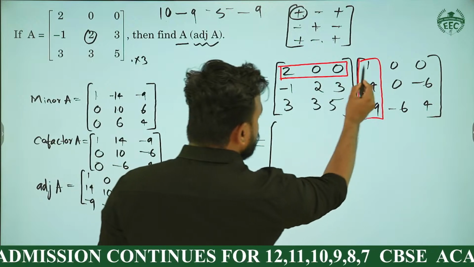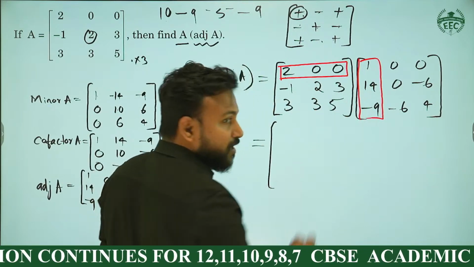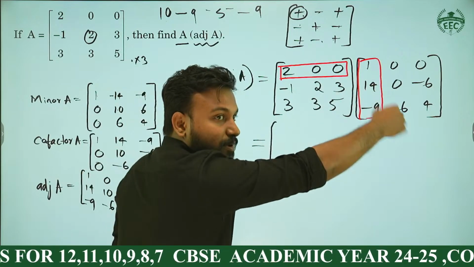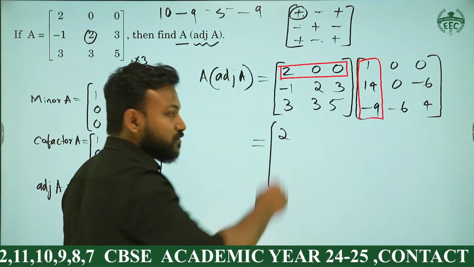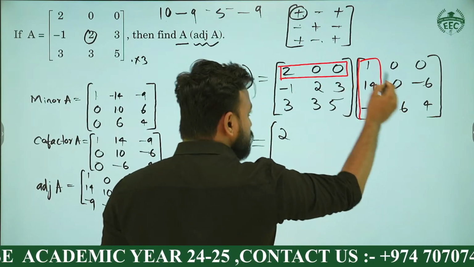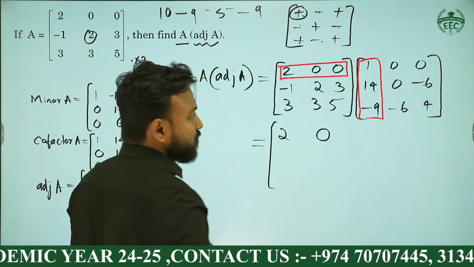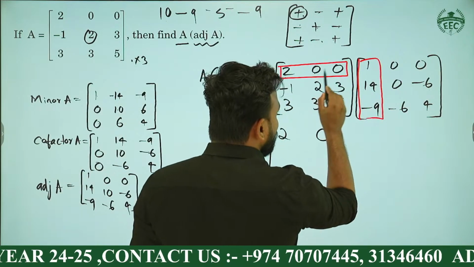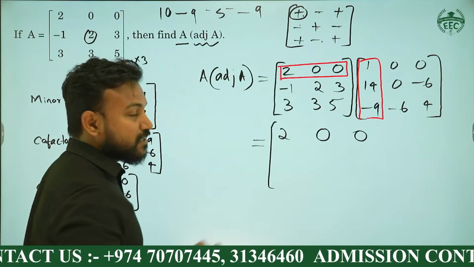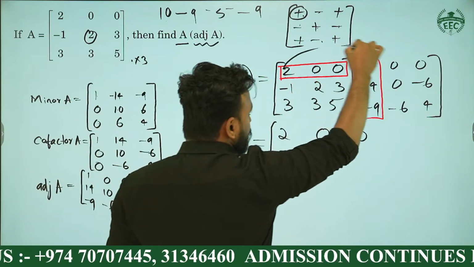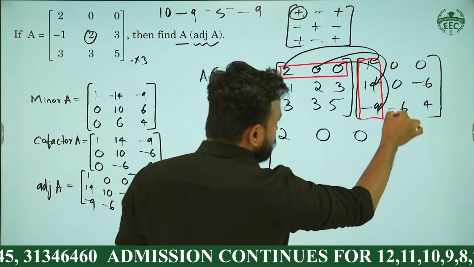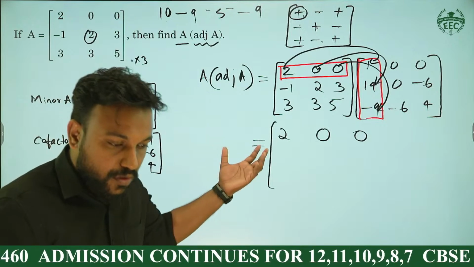Okay, 2 into 1 becomes 2, and 0 into 14 becomes 0, 0 into 9 becomes 0, and these two terms become 0, and 2 into 1 becomes 2. That's all. And the next one, 2 into 0 is 0, 0 into 0 is 0, 0 into minus 6 is 0, and all the terms become 0. Multiply this with this, multiply this with this, multiply this with this. That's all, and add all that together.